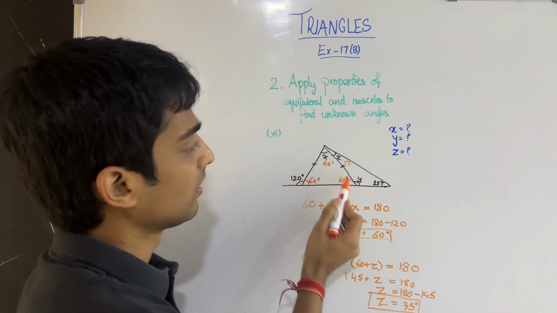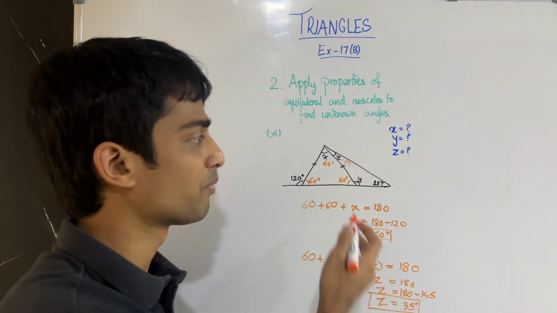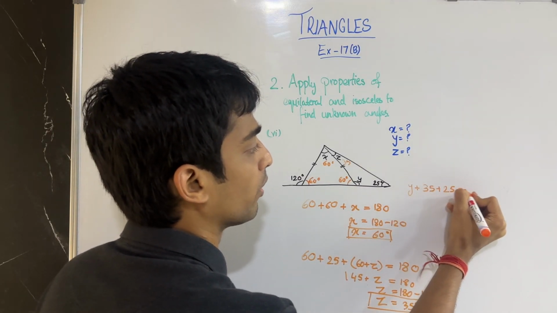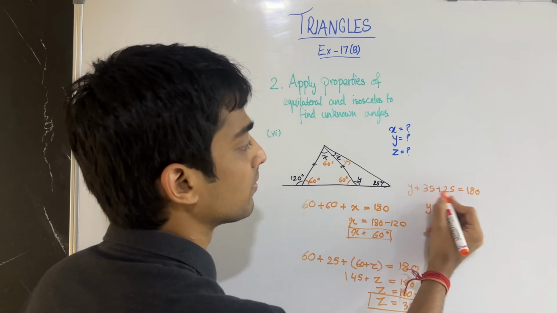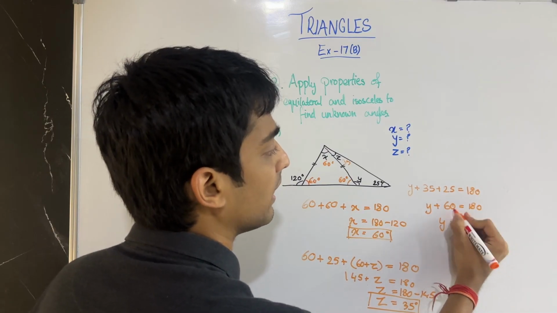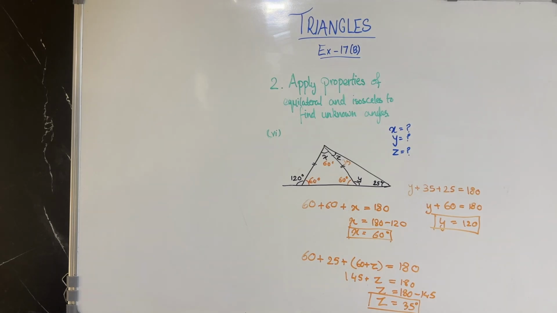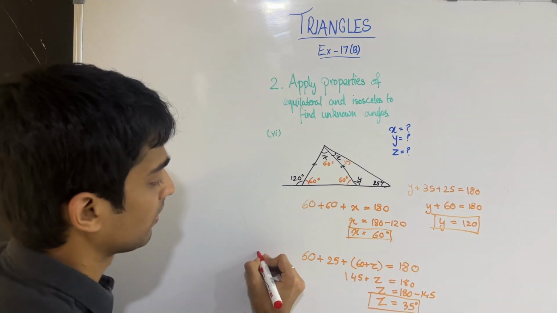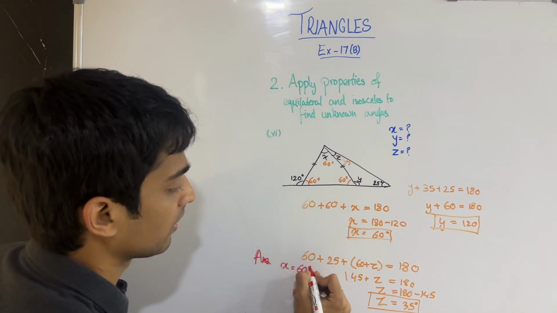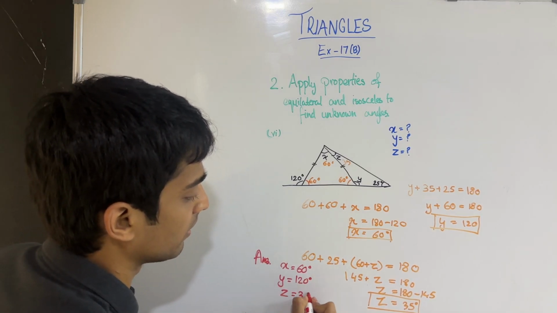Now look at the small triangle. We have two angles of this small triangle. One angle is missing. Again we can make an equation and find Y. So we'll write Y plus 35 plus 25 equal to 180. We get Y plus 60 equal to 180. So Y is 180 minus 60, 120. So the final answer is, let's write it here, X equal to 60 degrees, Y equal to 120 degrees, Z equal to 35 degrees.